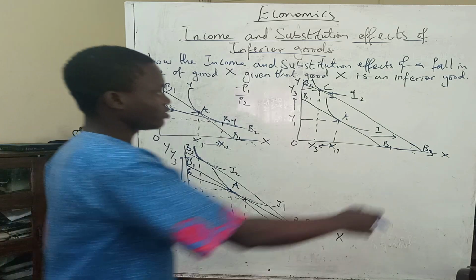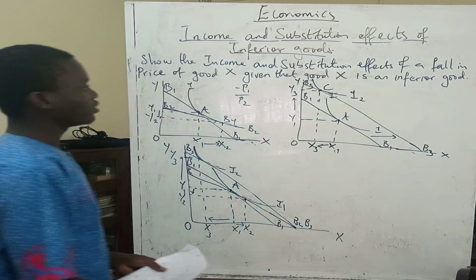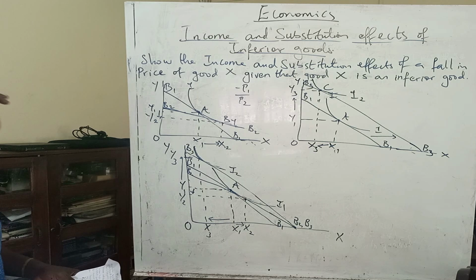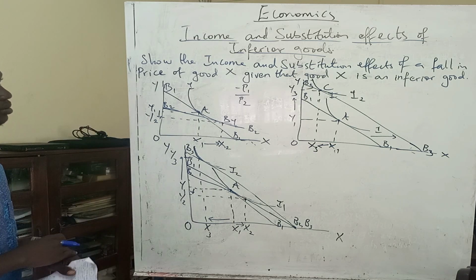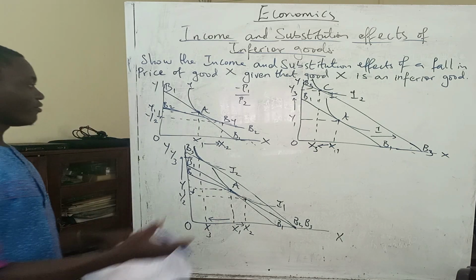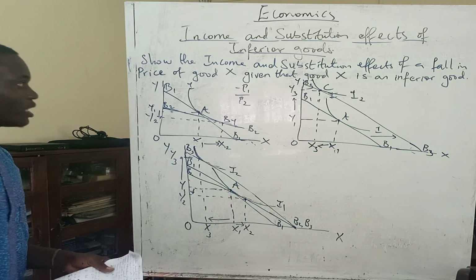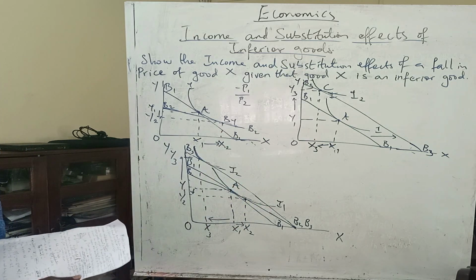This is going to be a rise in the price of good X. So I won't trouble you that much. A rise in the price of good X, given that good X were an inferior good. I've done it for a fall in the price of good X, so I'm going to give you a rise in the price of good X.